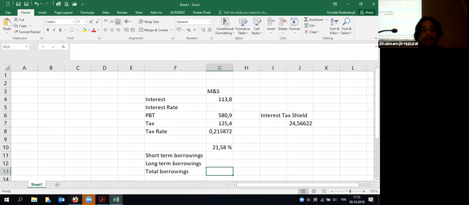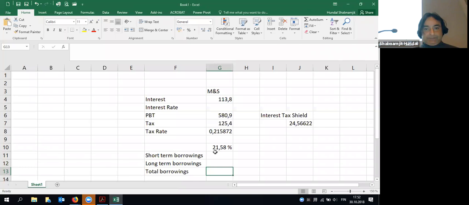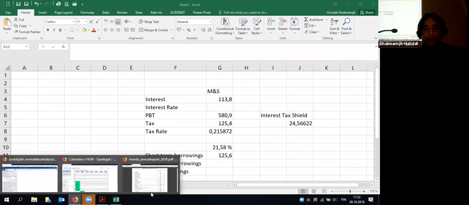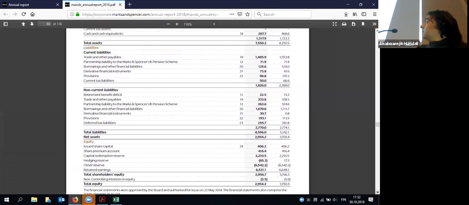The short-term borrowings of Marks and Spencer are 125.6. The long-term borrowings are, long-term means the non-current. The long-term borrowings are how much? Is it 30.7? Or this? What is that?